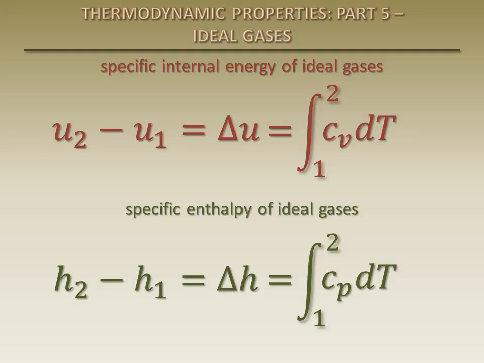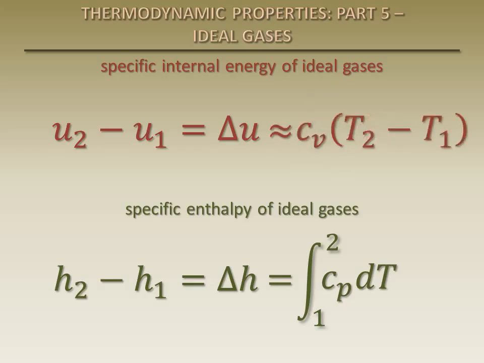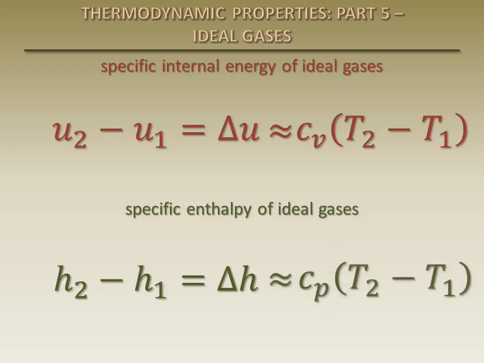The constant specific heat can therefore come out of the integral, and the change in specific internal energy during a process simply becomes the specific heat at constant volume times the change in temperature of the ideal gas during the process. Similarly, the change in specific enthalpy during a process is the specific heat at constant pressure times the change in temperature of the ideal gas during the process.